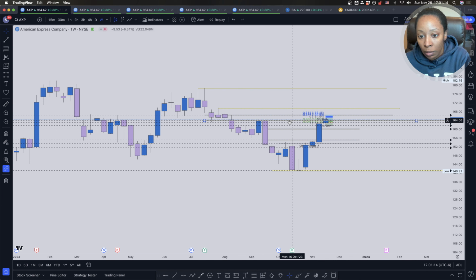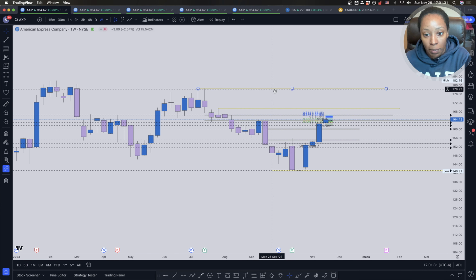Okay, it looks like it closed above the resistance level of 163.95. The next level is kind of in this area at 166. The next, I guess, real level would be at 174.40 something. So let me adjust that.